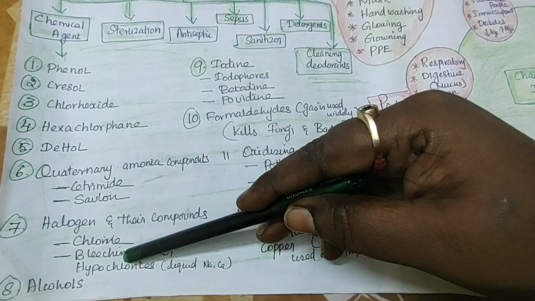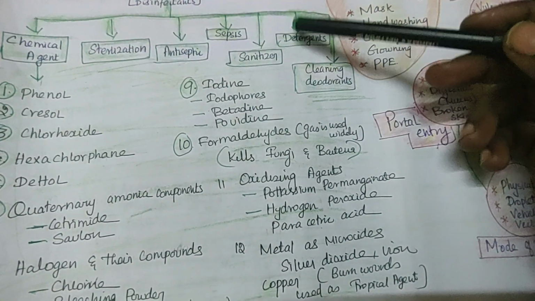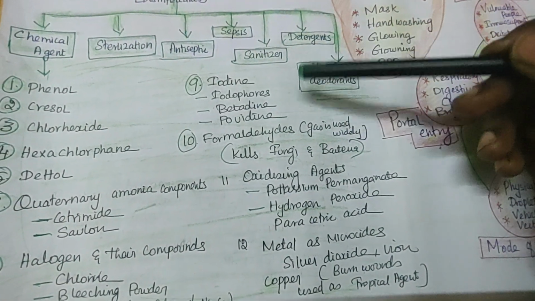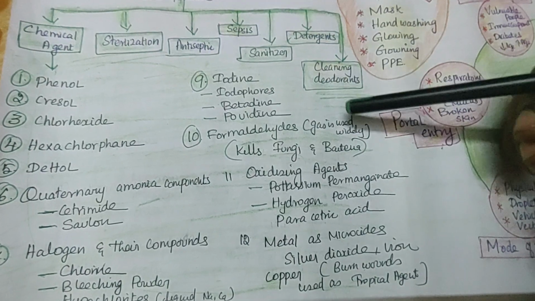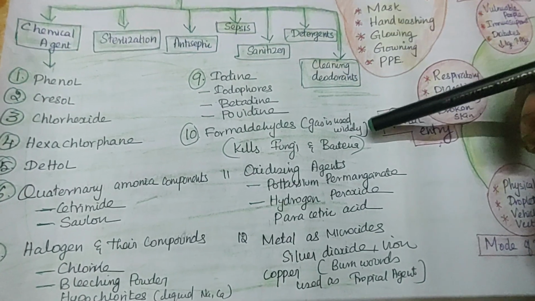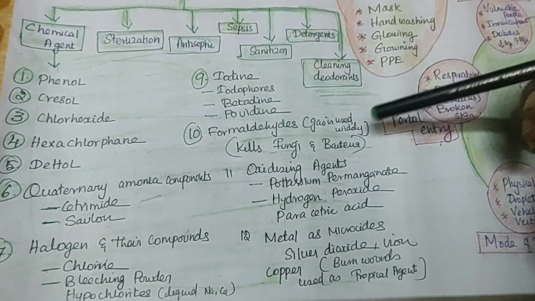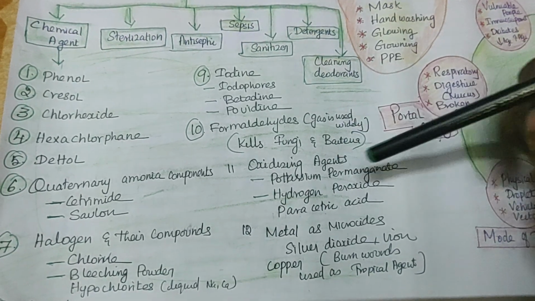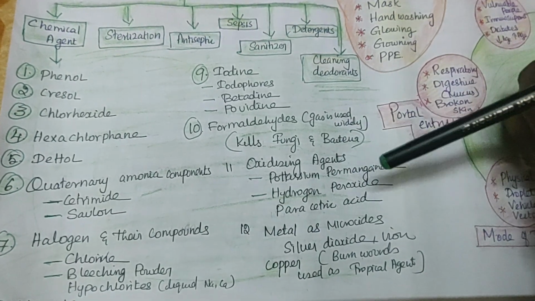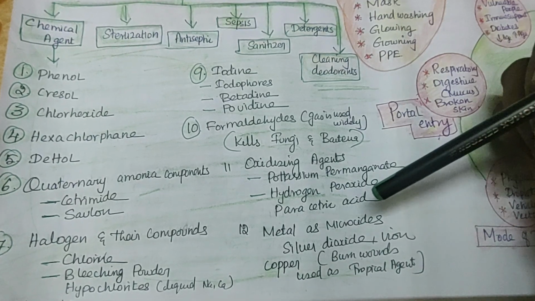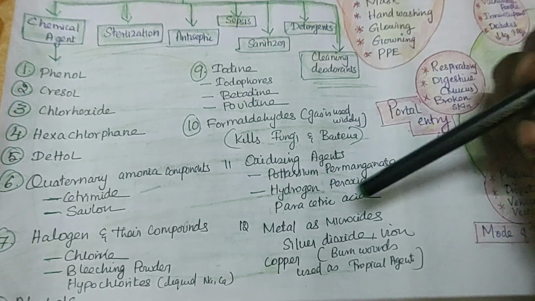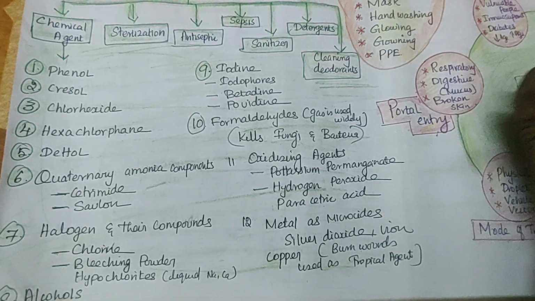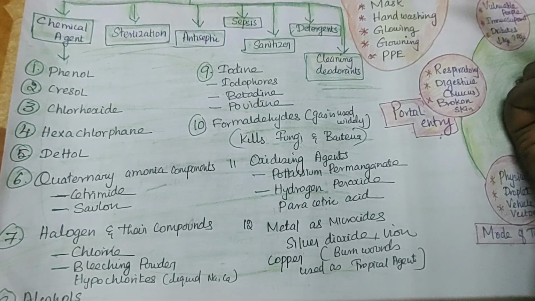And then alcohols. And iodine, like iodophors and Betadine and povidone ointment is coming. Formaldehyde, mostly we are using in the gaseous form. Fumigation, we kill spores, fungus, bacteria. And oxidizing agents like potassium permanganate, hydrogen peroxide, peracetic acid and all. Then metals and others. What metal are we using? Is it really we are using this metal?